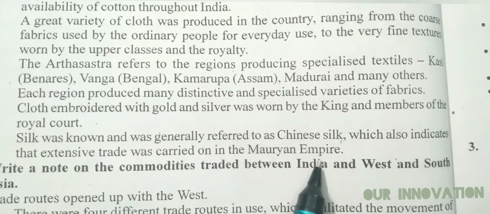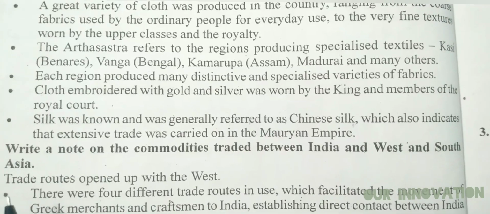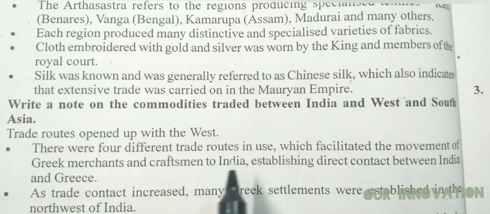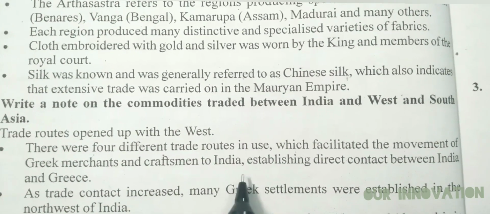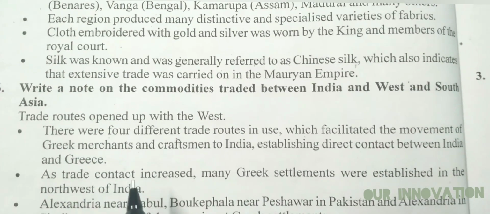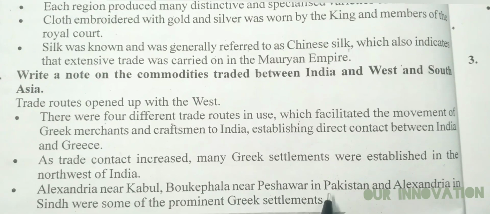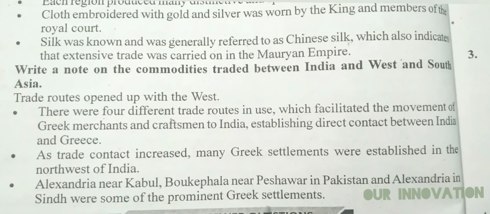Write a note on the commodities trade between India and West and South Asia. Trade routes opened up with the West. There were 4 different trade routes in use which facilitated the movement of Greek merchants and craftsmen to India, establishing direct contact between India and Greece. As trade contacts increased, many Greek settlements were established in the northwest of India. Alexandria near Kabul, Bucephala near Peshawar in Pakistan and Alexandria in Sindh were some of the prominent Greek settlements.